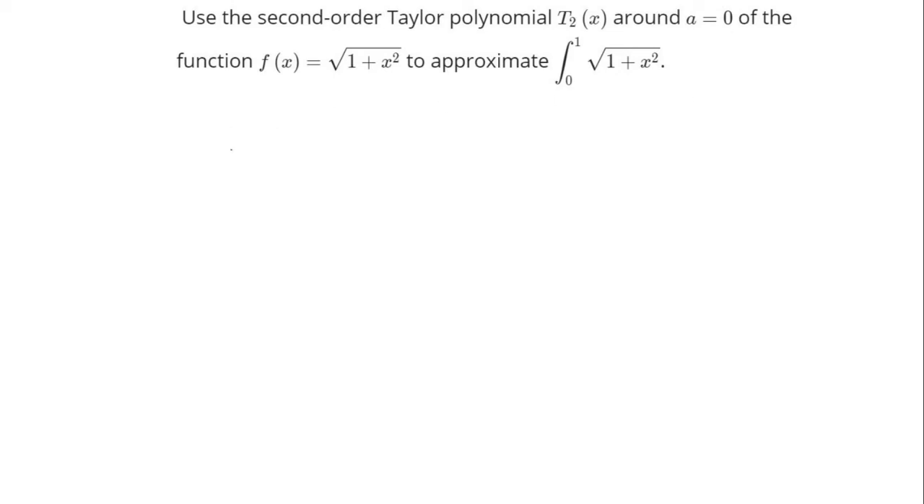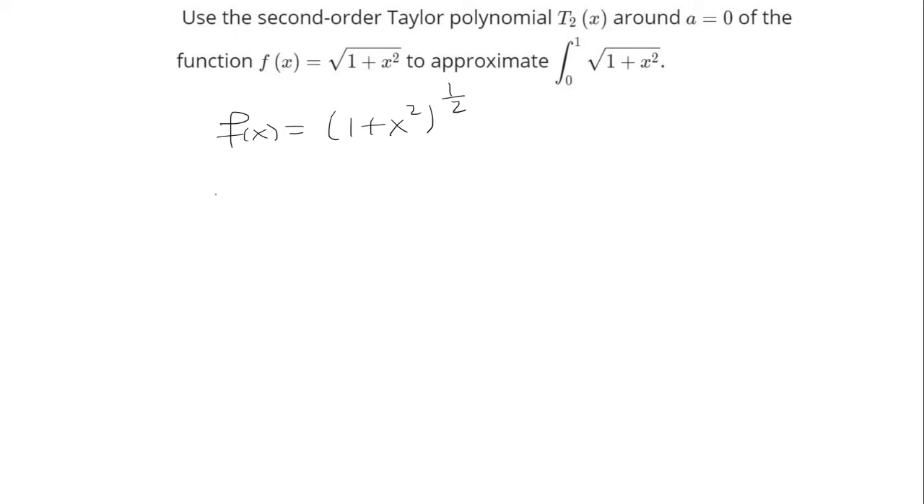So we're given f of x is the square root of 1 plus x squared. And we want to find the Taylor polynomial of second degree to approximate the integral. So what I'm going to do is rewrite this as 1 plus x squared to the 1/2 power. Because this is a second order Taylor polynomial, that means I'm going to have to go up to two derivatives.